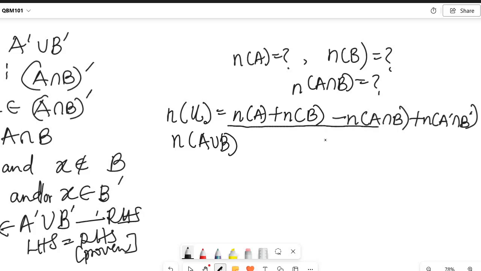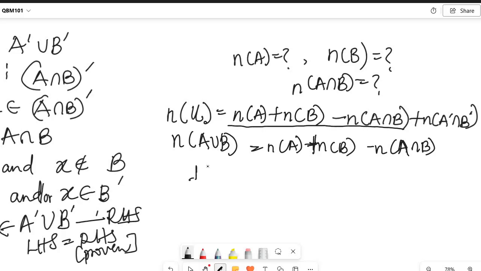All you have here is A union B, which is equal to n of A plus n of B minus n of A intersection B. This equation is very important. This is the most important equation when it comes to the cardinality of the union of two sets. And even this equation is used in probabilities, in evaluating probabilities. So take note of this equation very well. The union of two sets can be evaluated as the individual cardinality of those sets minus their intersection. Now this equation can also be reduced.